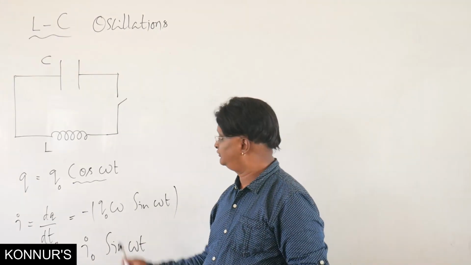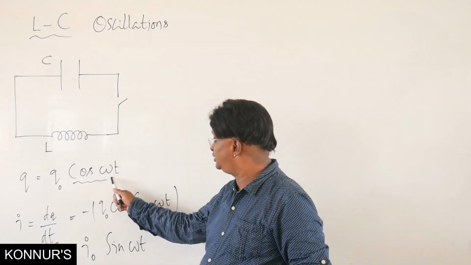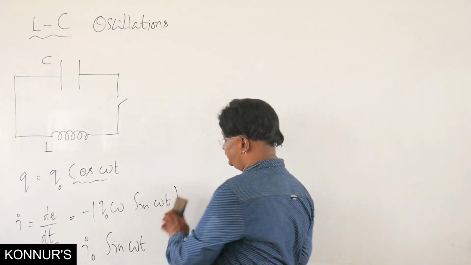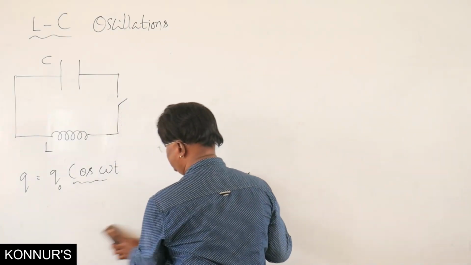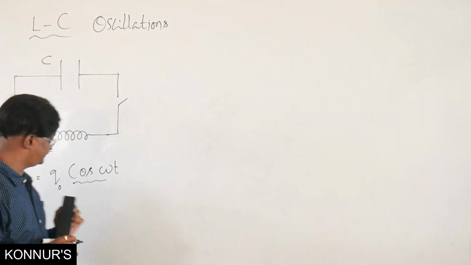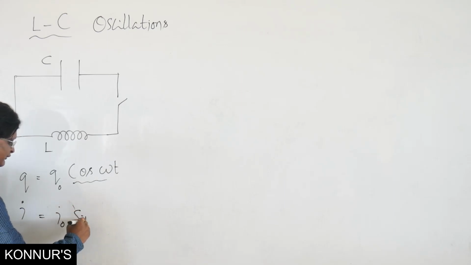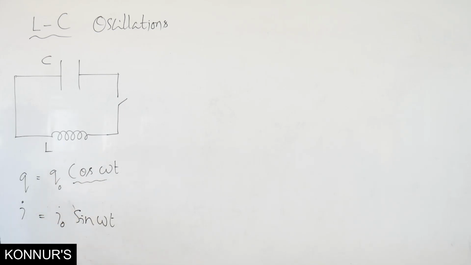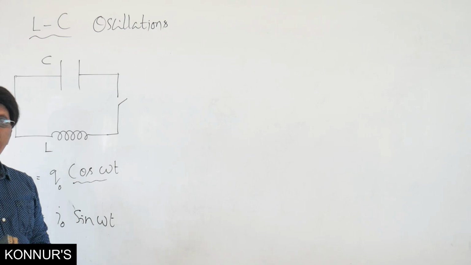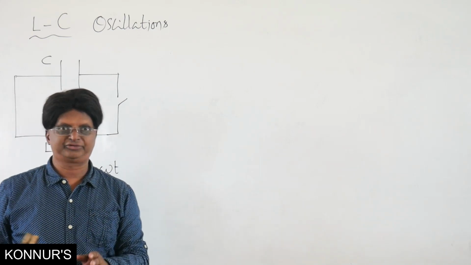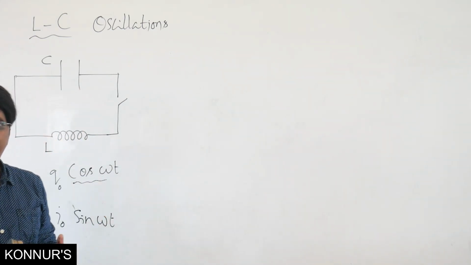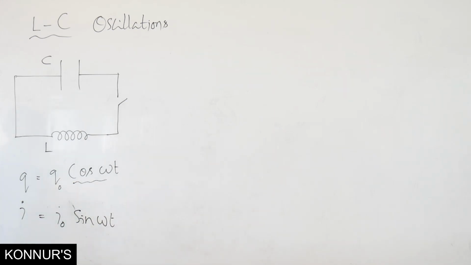So two expressions. One for charge, Q is equal to Q naught cos omega t, and if you take the derivative, I will write here the expression for current: I is equal to I naught sin omega t. Now here once again you will find that this is a cos function and this is a sine function. We know that both are complementary. When sine takes maximum values, cos takes minimum values, and vice versa. That is the phase difference between the two changes that are happening.